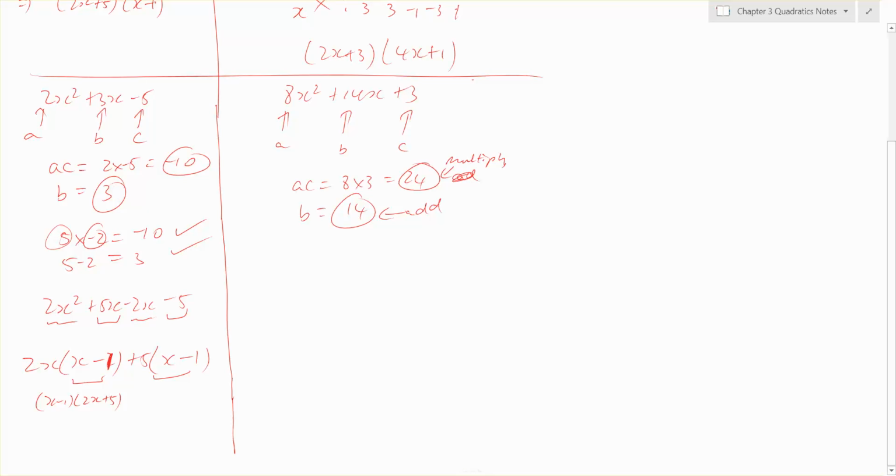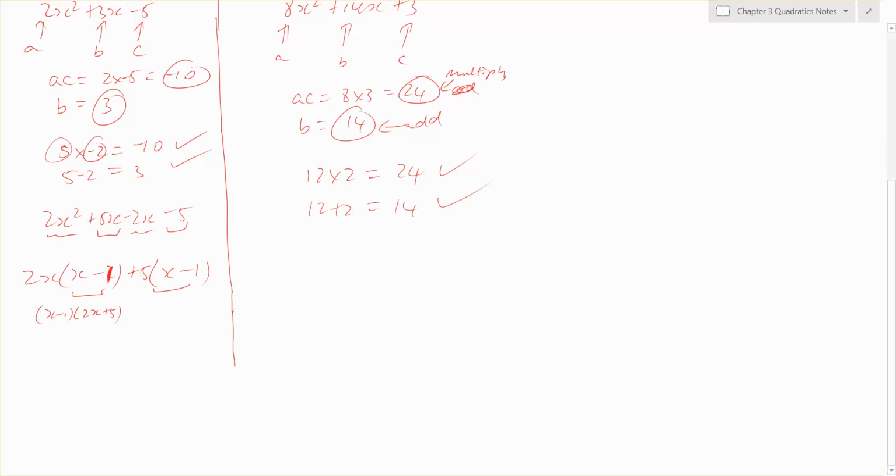So what two numbers are possible? We have to use our common sense. We need to know the factors of 24. 12 and 2 work. 12 times 2 equals 24, and 12 plus 2 equals 14. That satisfies the condition. Great, it works. So we break it down based on the numbers we found. 12 and 2. So 8x squared, the middle term splits into 12x plus 2x plus 3.